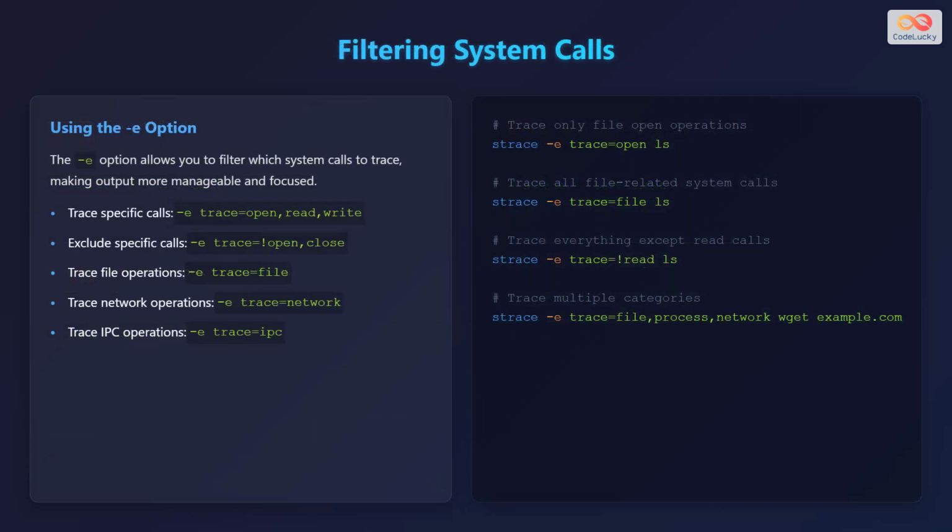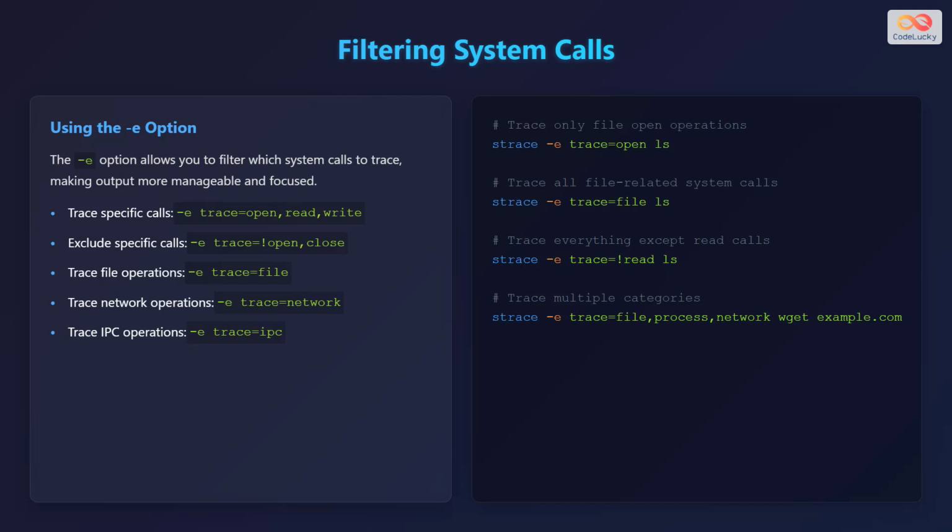One of the most powerful features of strace is its ability to filter system calls using the -e option. This allows you to focus on specific types of system calls, making the output more manageable. The -e option allows you to filter which system calls to trace, making output more manageable and focused. You can trace specific calls using -e trace=open,read,write. To exclude specific calls, use -e trace=!open,close. You can also trace file operations using -e trace=file, network operations with -e trace=network, and inter-process communication, or IPC, operations using -e trace=ipc.